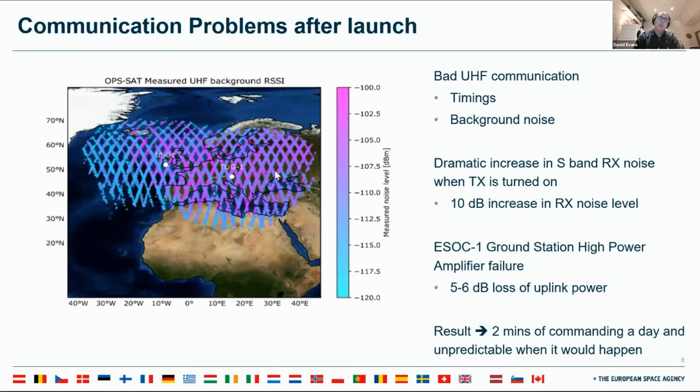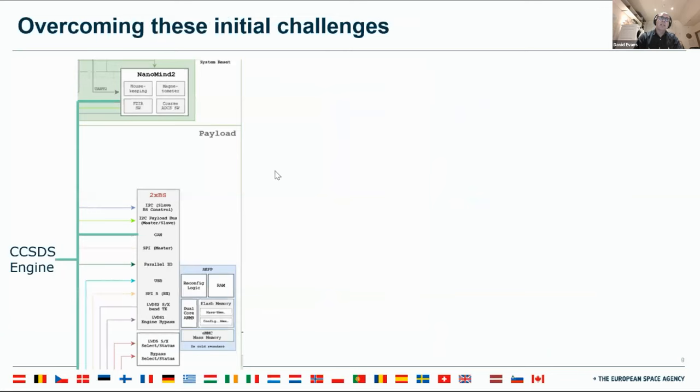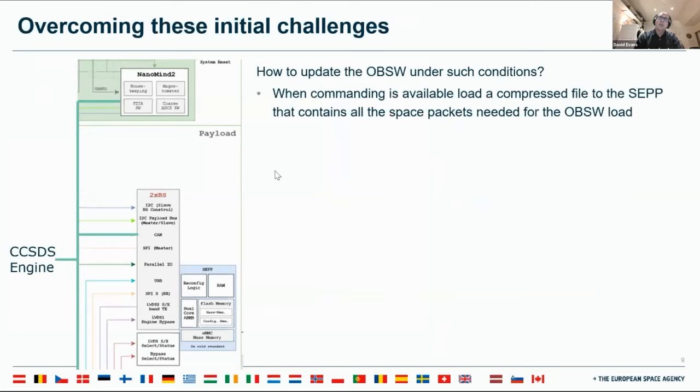Yeah, so this was the result. The spacecraft was in very bad shape, but the communications were preventing us from doing much. So the first thing that I want to say is we had to update the onboard software immediately. There were problems in the onboard software. We had to update it. How do we update it under such conditions? Two minutes is not enough to update that. So what we actually did was we started to use the SEP.